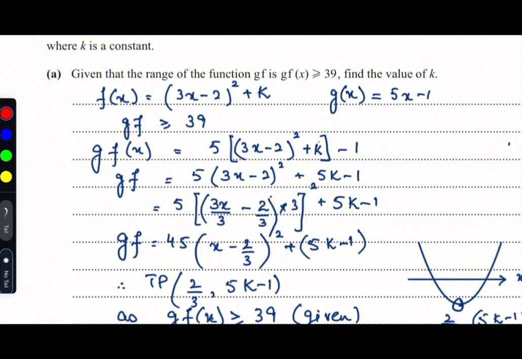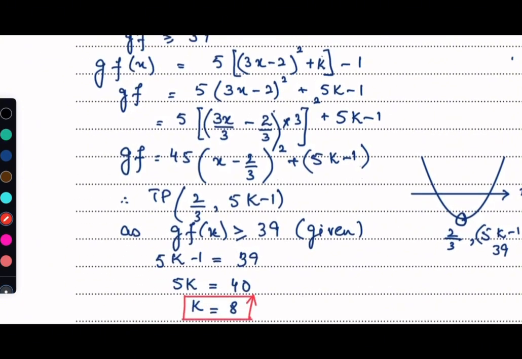3 square, 9. 9 times 5 gives me 45, and here I will be left with (x minus 2 by 3) the whole square plus 5k minus 1. So here I know the turning point of this quadratic curve, and the turning point is (2 by 3, 5k minus 1). The constant in the equation gives us the y coordinate of the turning point. In this case, it's 5k minus 1, and the x coordinate for this turning point is going to be 2 by 3. So I have this curve with the turning point (2 by 3, 5k minus 1).